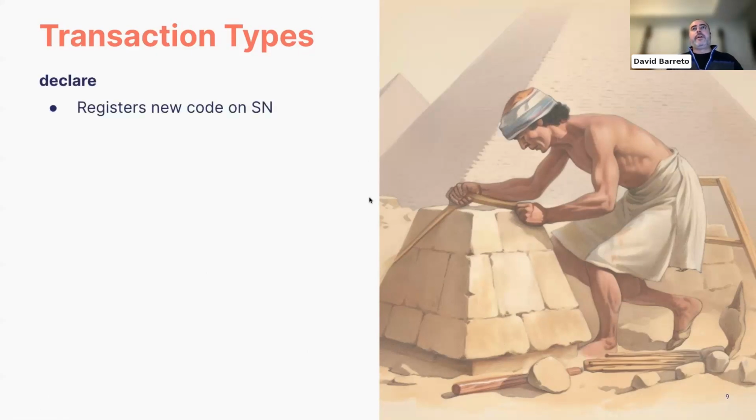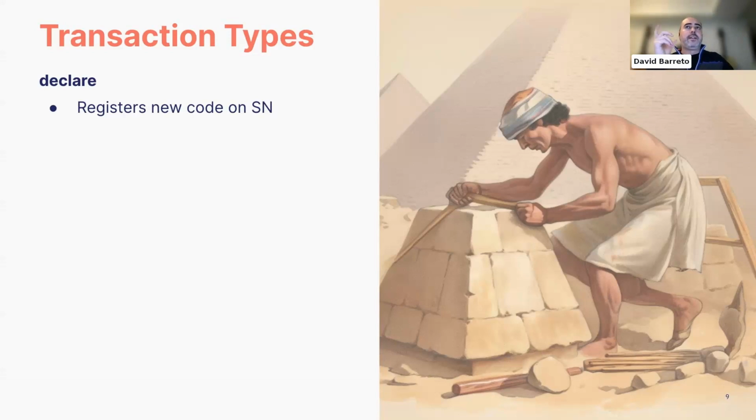All right, so there are different transaction types that you can send to Starknet. The first one that we actually saw last time is the declare transaction, where basically you register new code in Starknet. Whenever there's a new smart contract that didn't exist before, you have to declare it on the Starknet, and you have a specific transaction for that purpose.